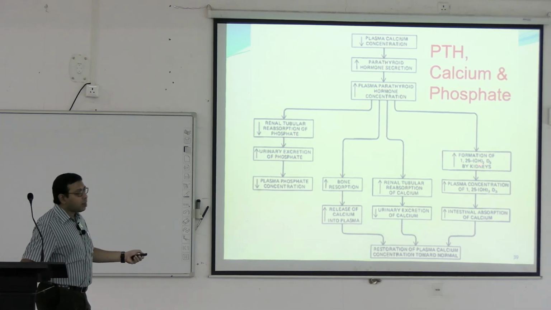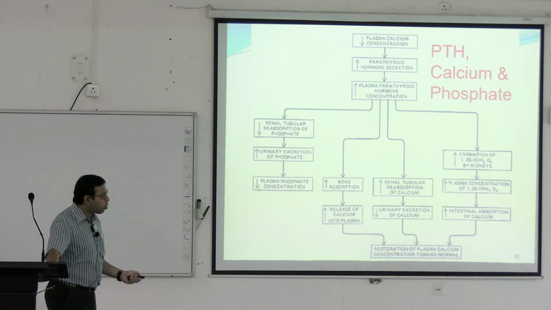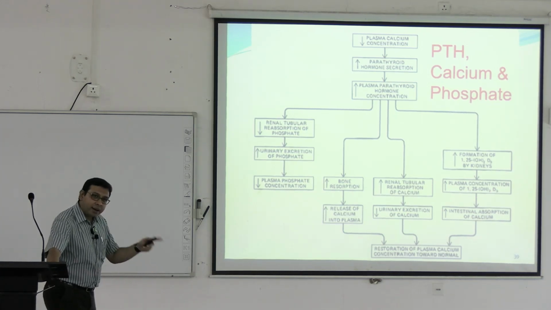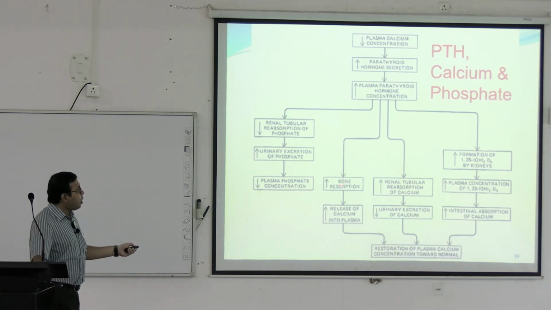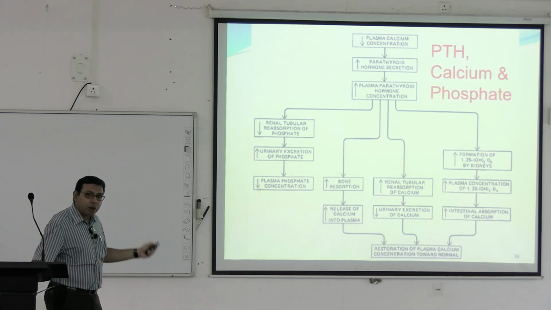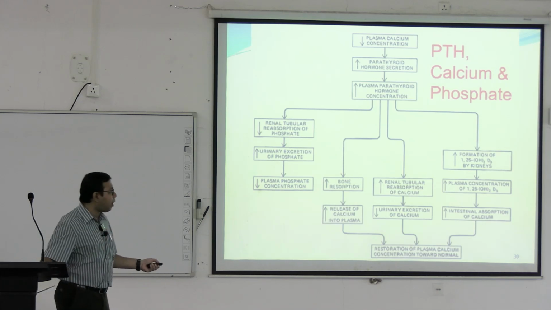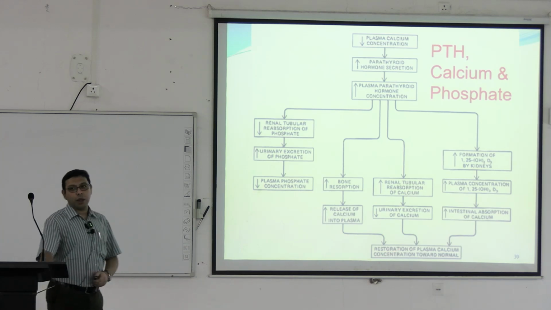On the other hand, it causes increased formation of the active form of vitamin D3 by causing more 1-alpha hydroxylation. So there is increased plasma concentration of calcitriol, and that calcitriol leads to increased intestinal absorption of calcium. In the bones, it causes increased bone resorption and increased renal tubular reabsorption of calcium. That causes more release of calcium into plasma and decreased urinary calcium excretion, so that more calcium is again available in the plasma. All these lead to restoration of the plasma calcium concentration towards normal.